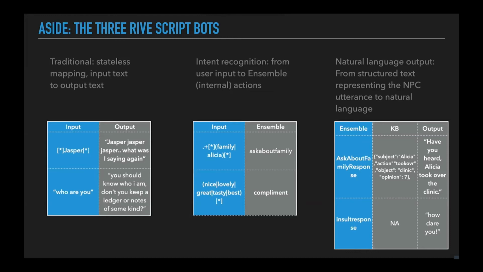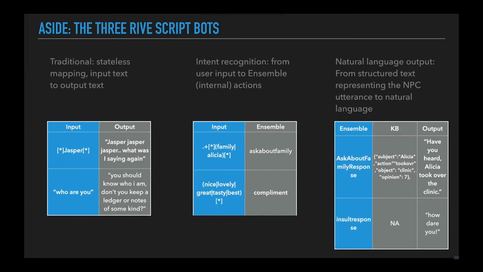The second RiveScript bot is used for intent recognition, translating from user input into Ensemble actions. For example, if the user text mentions anything in relation to the string "family" or "Alicia," it would map it to the Ensemble action, "Ask about family," as seen in the earlier example.